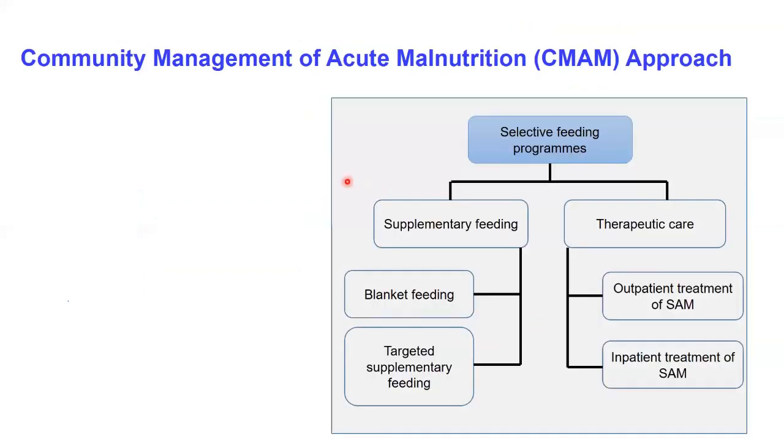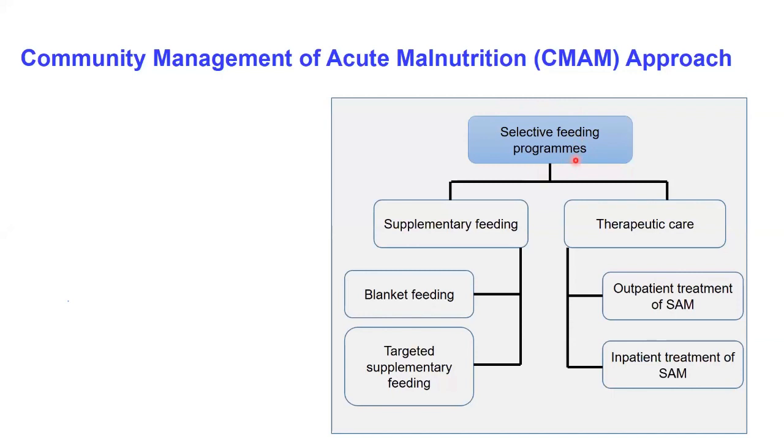So the common program is named Community Management of Acute Malnutrition, abbreviated as CMAM. In our country, in our healthcare system, we named it Integrated Management of Acute Malnutrition, so that it's integrated within the healthcare system, not standalone in isolation, similarly even in terms of reporting.